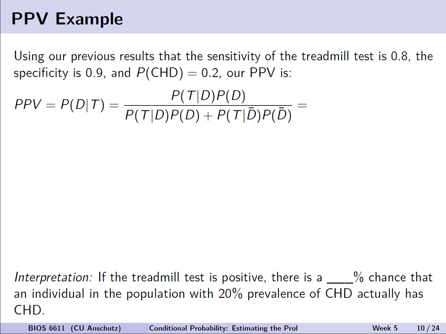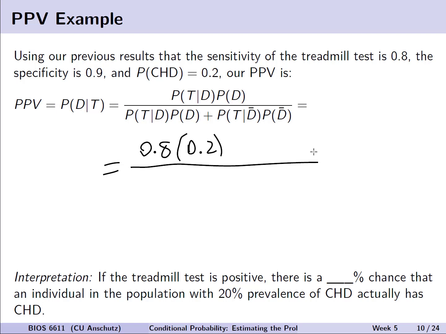Okay, let's walk through the calculation for our positive predictive value. We see here we can rewrite these probability statements with the facts we've been given. For example, we know that our numerator is really the sensitivity times the prevalence, or the prior probability. So based on the information we have here, it's going to be 0.8 times 0.2.